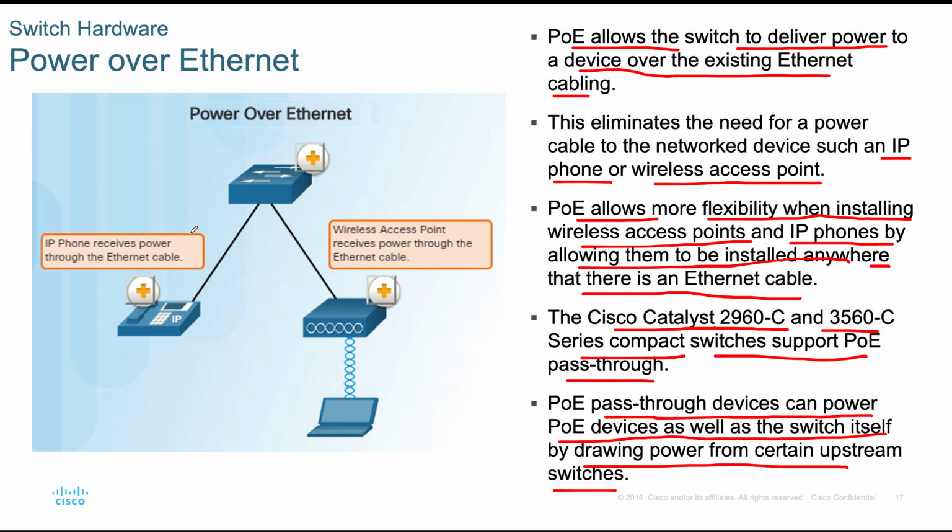Now let's go to what we call Power over Ethernet, or PoE. Power over Ethernet allows the switch to deliver power to a device over the existing Ethernet cable. As you can see here, the switch will deliver power to this device through this cable, and to this one through this cable.